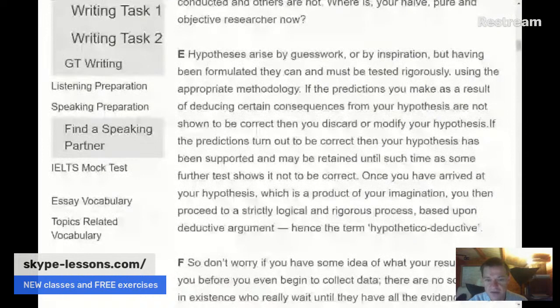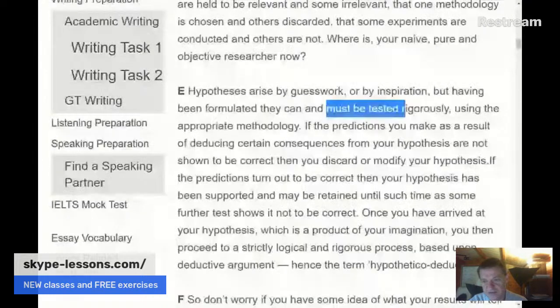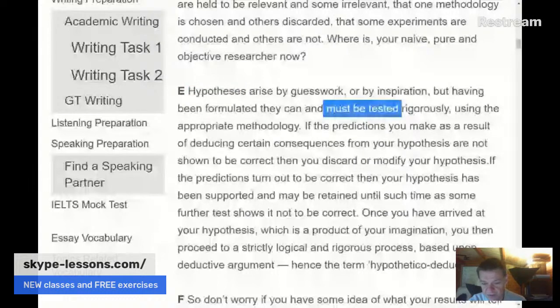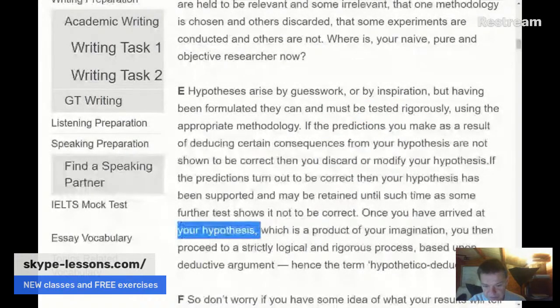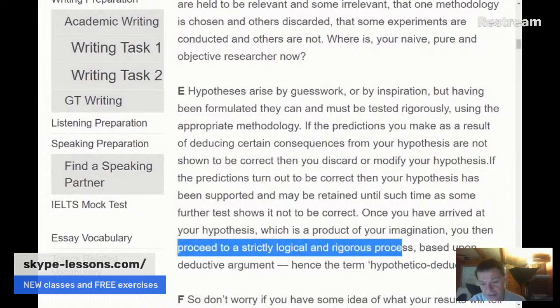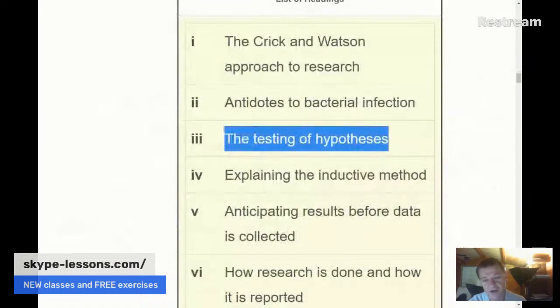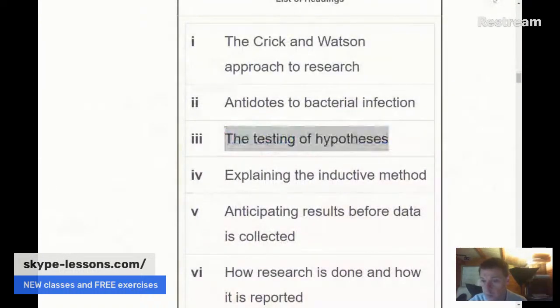Now, I want to show you that immediately, first sentence must be tested. Look at that, hypotheses must be tested rigorously. And then let's look at the last sentence, and we get your hypothesis. You must proceed to a strictly logical and rigorous testing process, guys. Yeah, testing process. So clearly, E is the testing of hypotheses. I hope that's all clear.